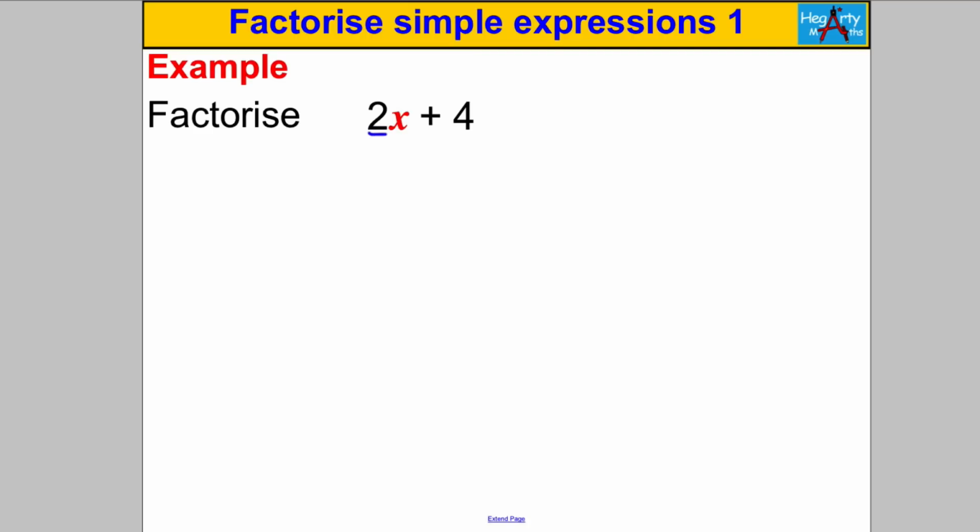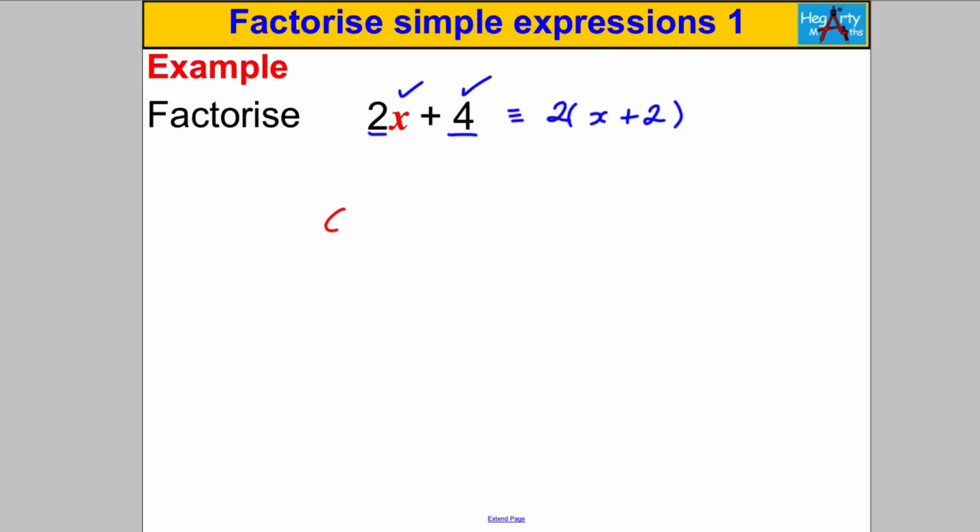So the highest common factor of 2 and 4 is 2. There's an x and no other algebra, so time to open up the bracket. What goes here? An x. What goes here? So multiply by 2 to get positive 4, positive 2. Times it out in your head. Yep, yep, and you're done.